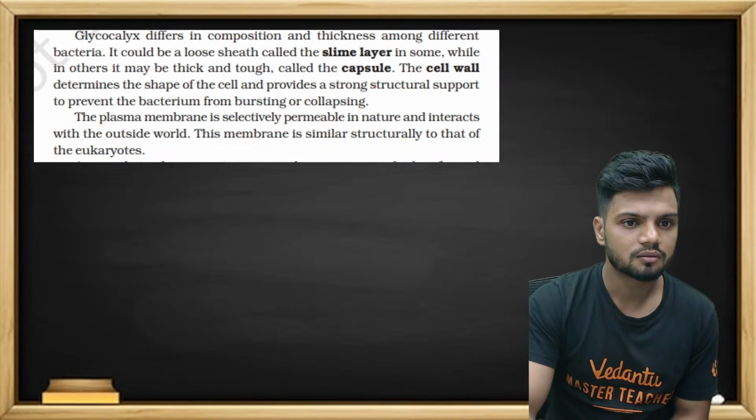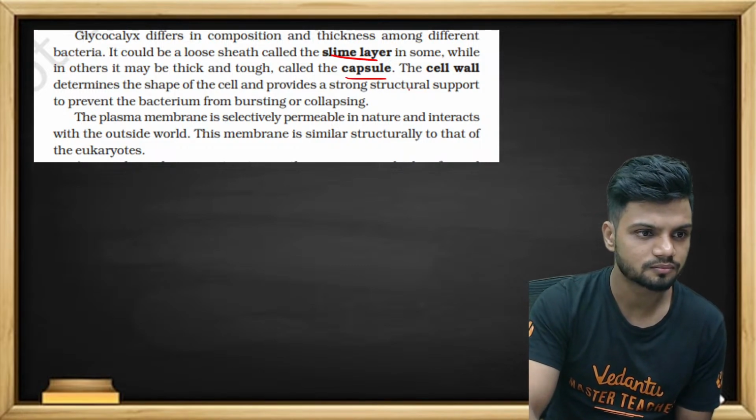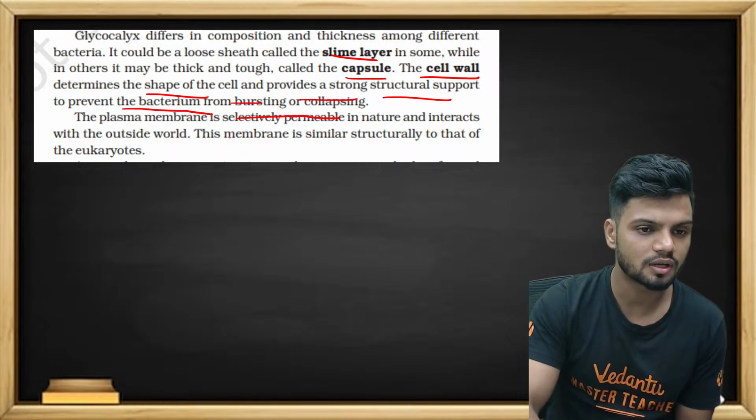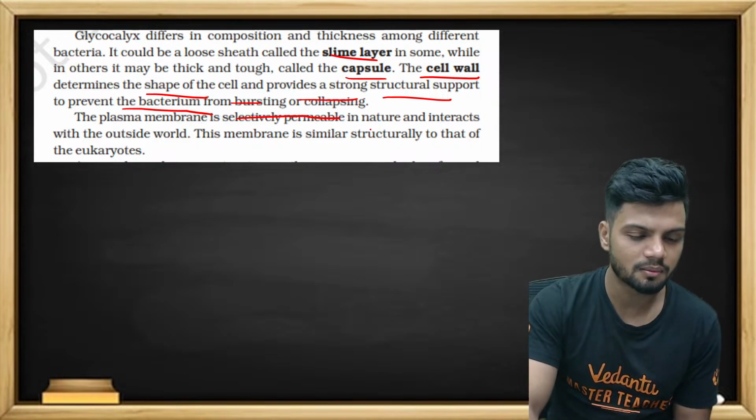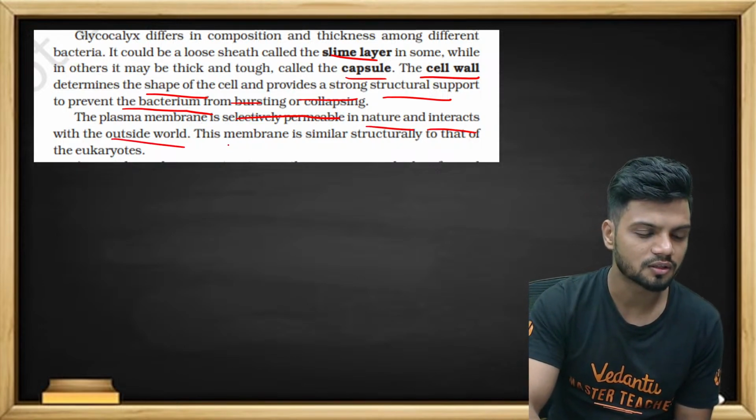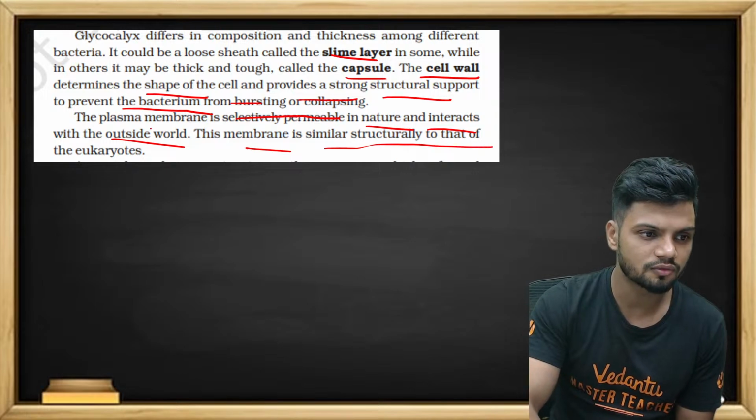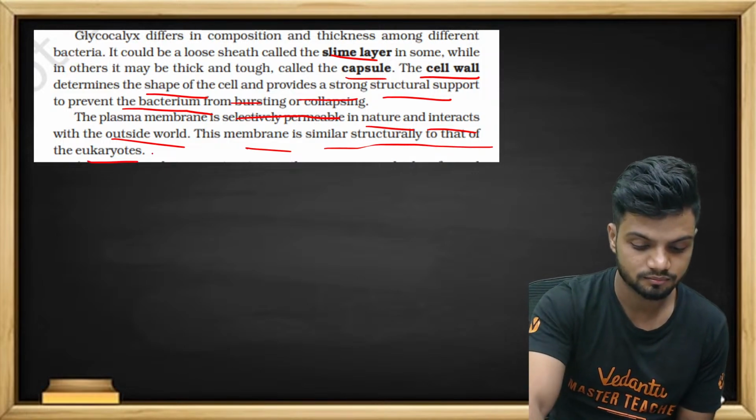The cell wall determines the shape of the cell and provides strong structural support to prevent the bacteria from bursting or collapsing. The plasma membrane is selectively permeable in nature and interacts with the outside world. This membrane is similar in structure to that of eukaryotes. That is the plasma membrane.